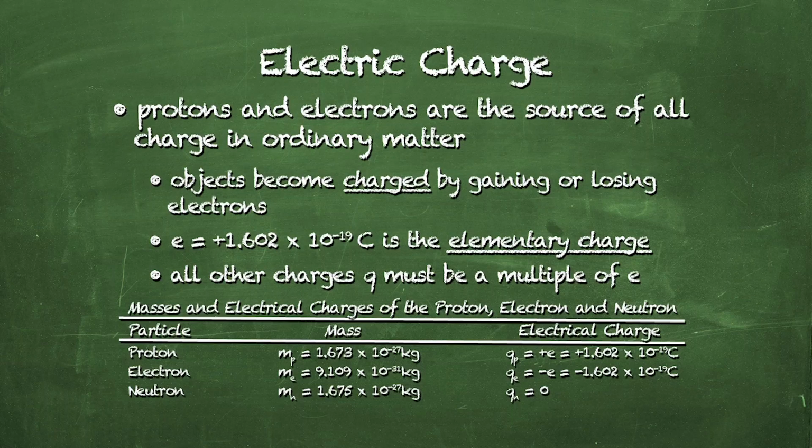So you can only gain or lose whole numbers of electrons or protons. So all other charges are a multiple of little e, which is 1.602 times 10 to the minus 19 coulombs, where coulombs is our basic metric unit of electrical charge.